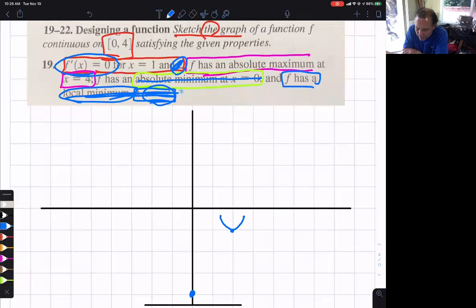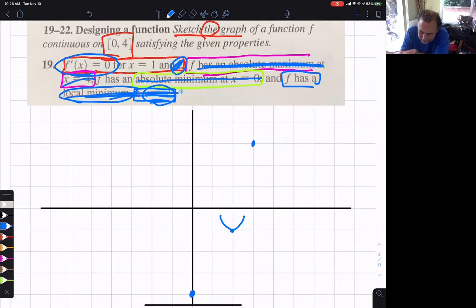Let's keep going. I have an absolute maximum at 4. So at 4, I'm going to just put a point way up here. That's going to be my biggest point on my graph. So the absolute max and absolute min occur at the endpoints. So I took care of that. I have one more thing.